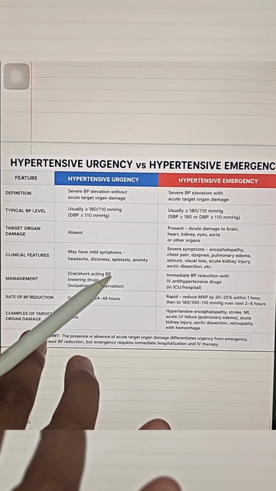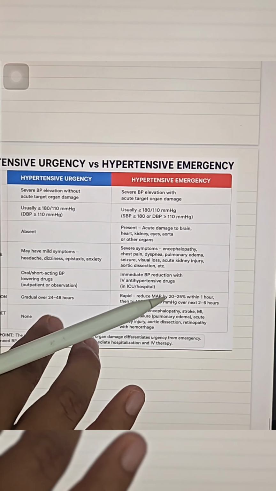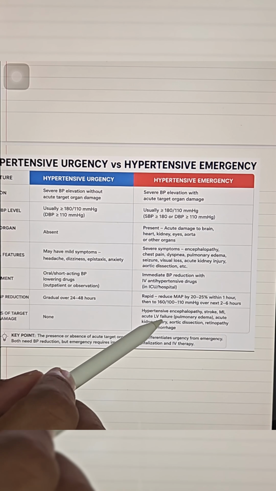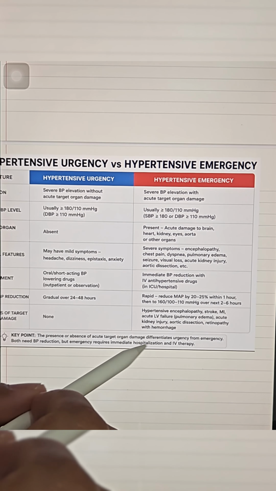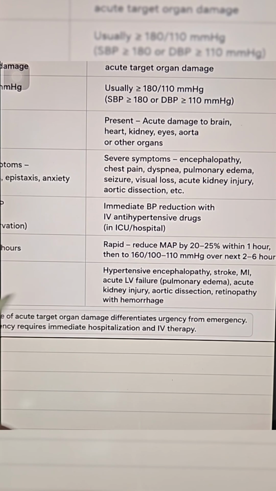Now in urgency, any examples of target organ damage? There are none. And you can see in emergency there is encephalopathy, stroke, MI, LV failure, acute kidney injury, aortic dissection, retinopathy with hemorrhage, etc.